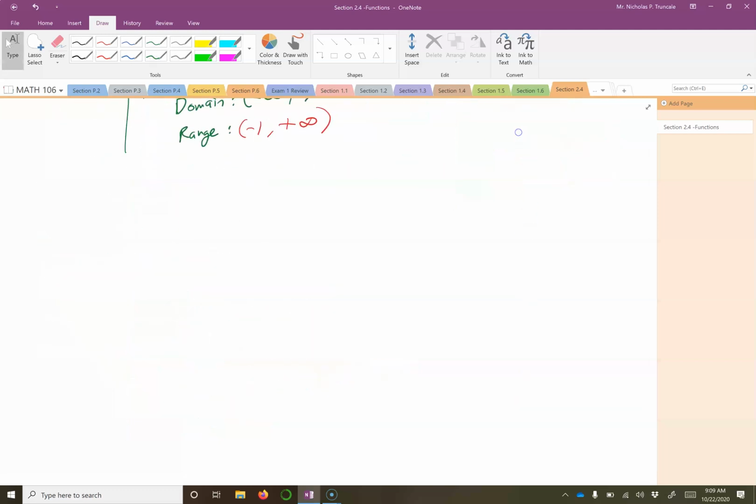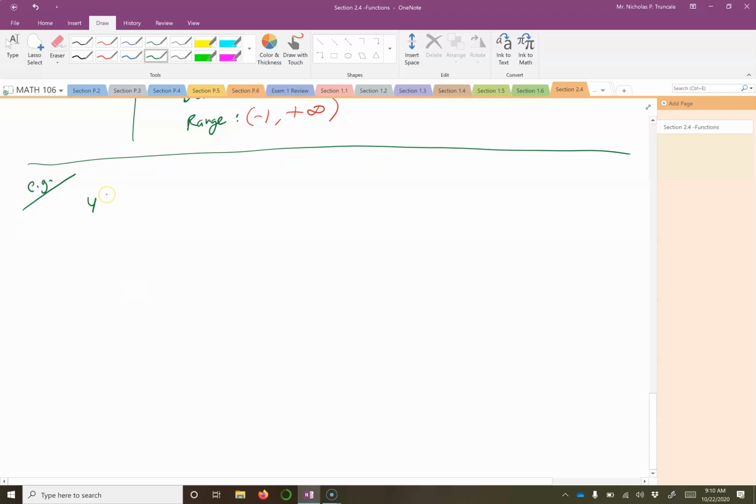Now, for equations, I'm only interested in you knowing how to determine the domain. So let's go over a couple. Let's say we have, you could use y, but again, you have to put it in function notation, so y of x. y of x equals x² - 2. So we want to know the domain.